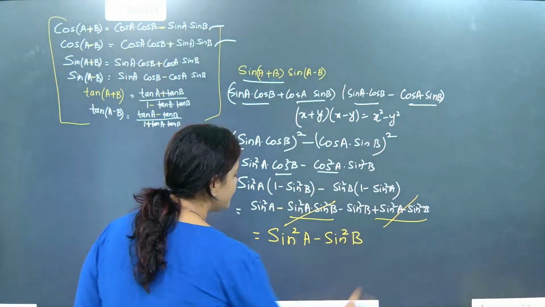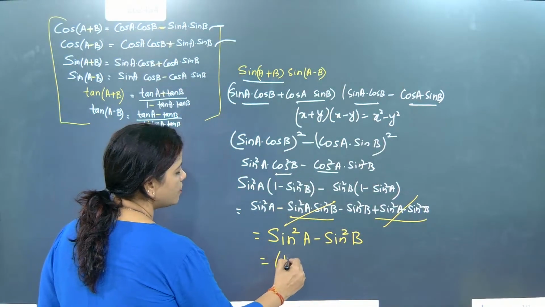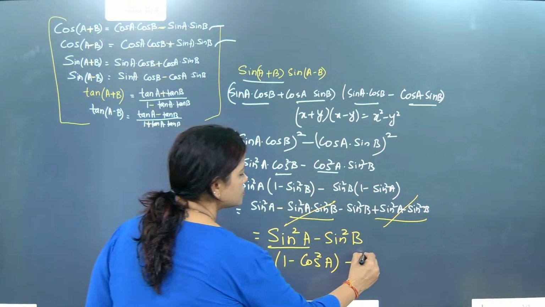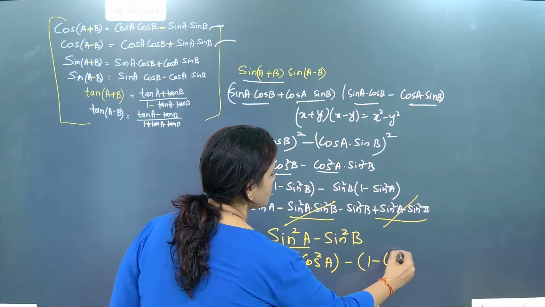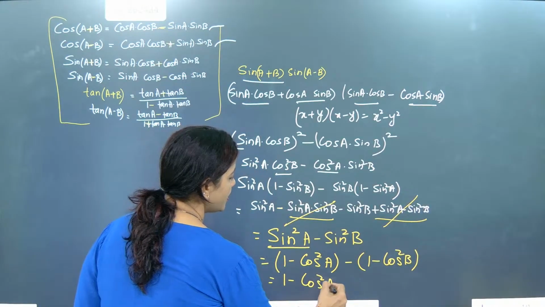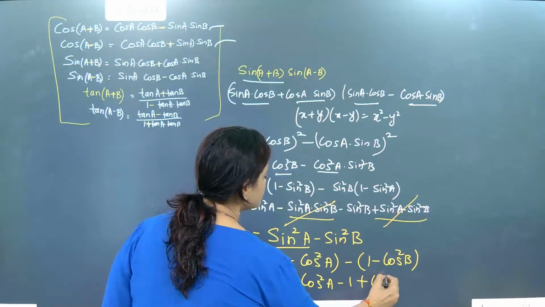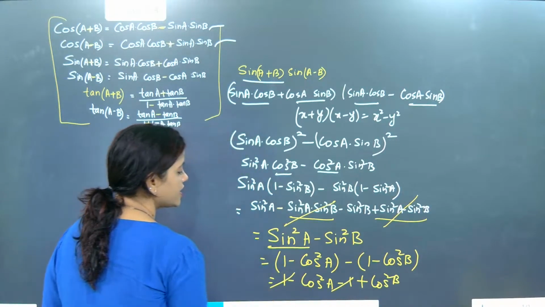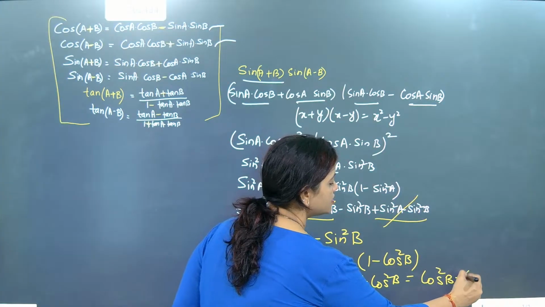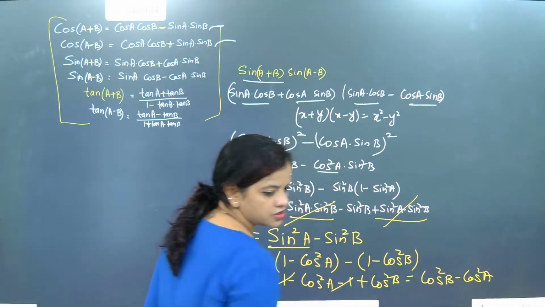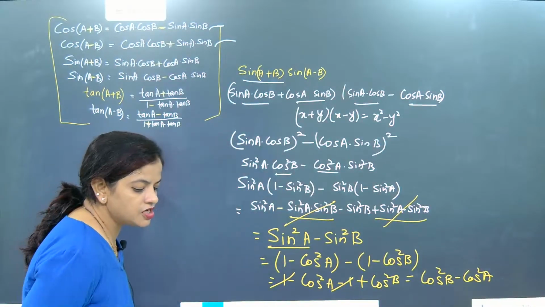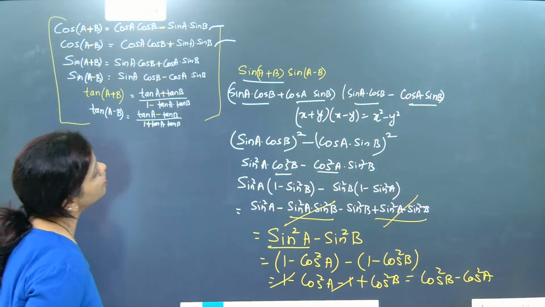And if you want to write it in cos, so cos will become what beta? 1 minus cos square A. Because sin square formula is 1 minus cos square A. Here also 1 minus cos square B. So beta, if you will open this bracket, 1 minus cos square A minus 1 plus cos square B. So this and this will get cancelled. It will reverse. It will become cos square B minus cos square A. So this is exactly the change part. Cos square B minus cos square A. Children, I hope you have understood how to go with these changes.